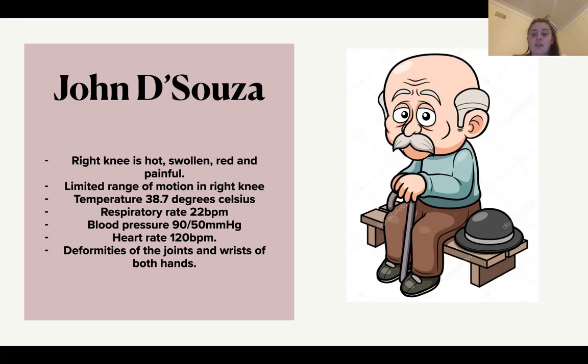Limited range of motion within his right knee. Temperature of 38.7 degrees Celsius. Elevated respiratory rate of 22 breaths per minute. Blood pressure reading of 90/50. An elevated heart rate of 120 beats per minute, and deformities of the joints and wrists of both hands. Therefore, a diagnosis has transpired to be septic arthritis present within the right knee joint of John.